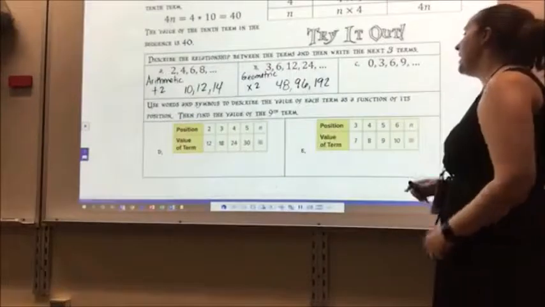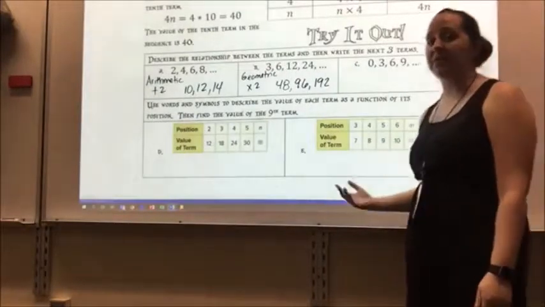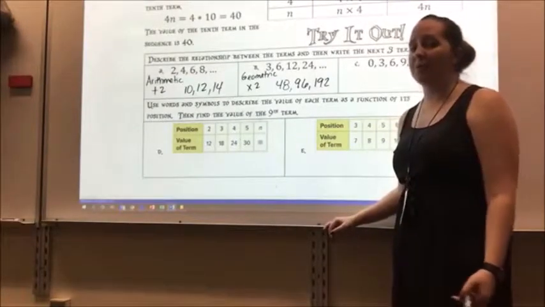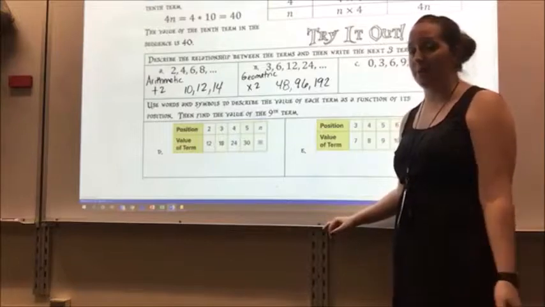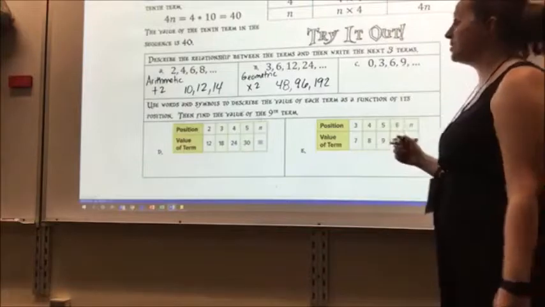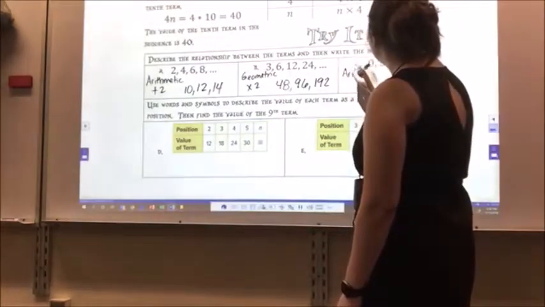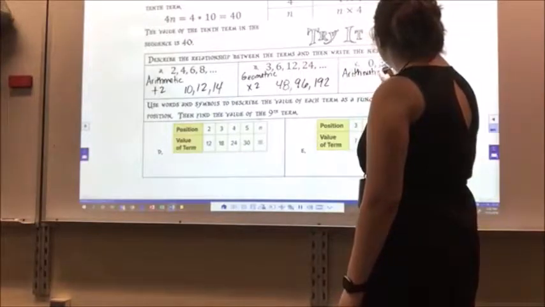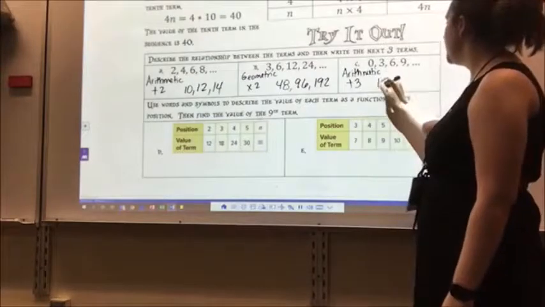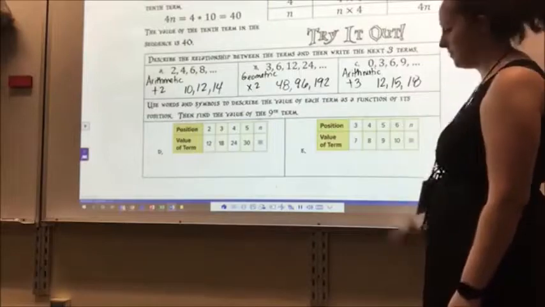For letter C, I have 0, 3, 6, and 9. Looking at 0 means I know I have to have an arithmetic sequence because I can't multiply anything by 0 and get another number other than 0. So I have to be adding. 0 plus what gives me 3 is 3. So this is an arithmetic sequence. And I'm adding 3. So 9 plus 3 is 12, 12 plus 3 is 15, and 15 plus 3 is 18.